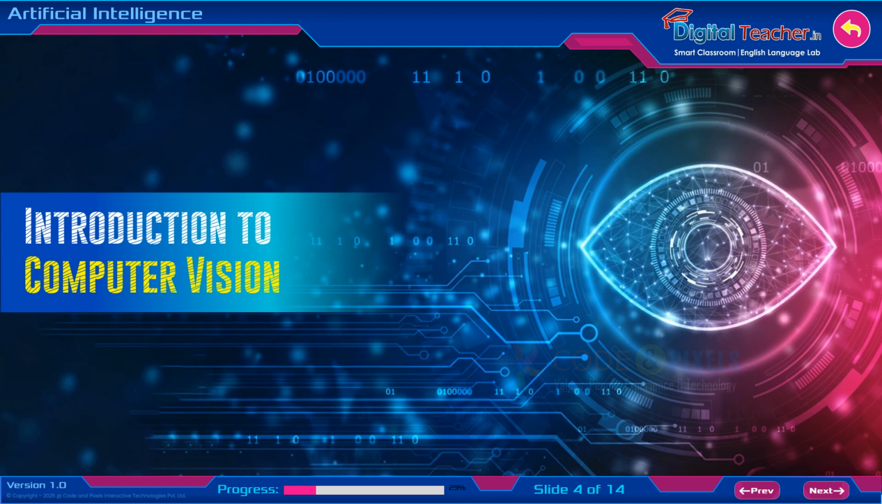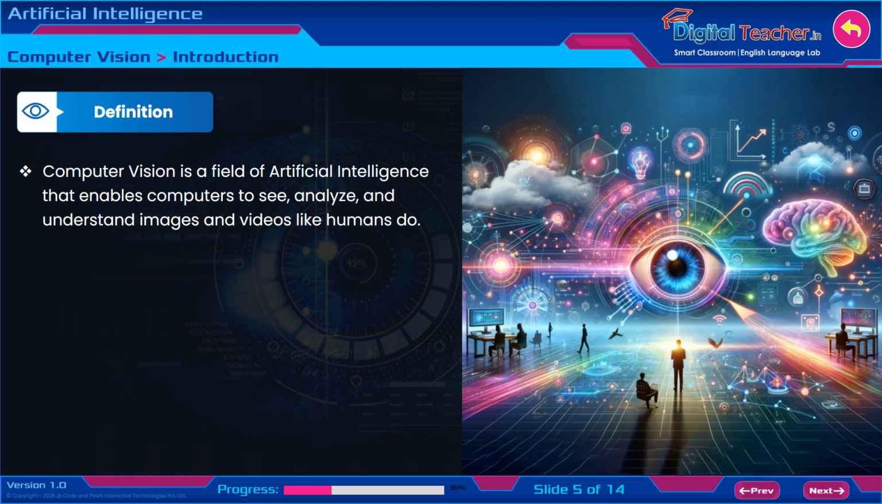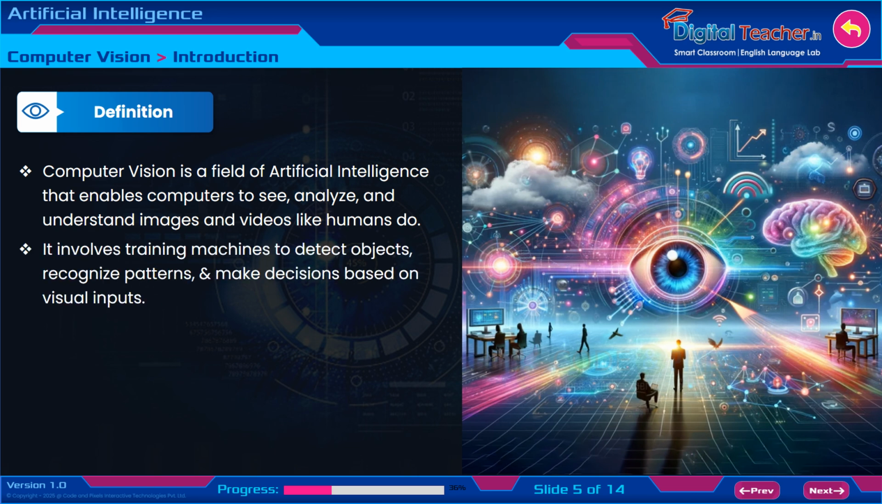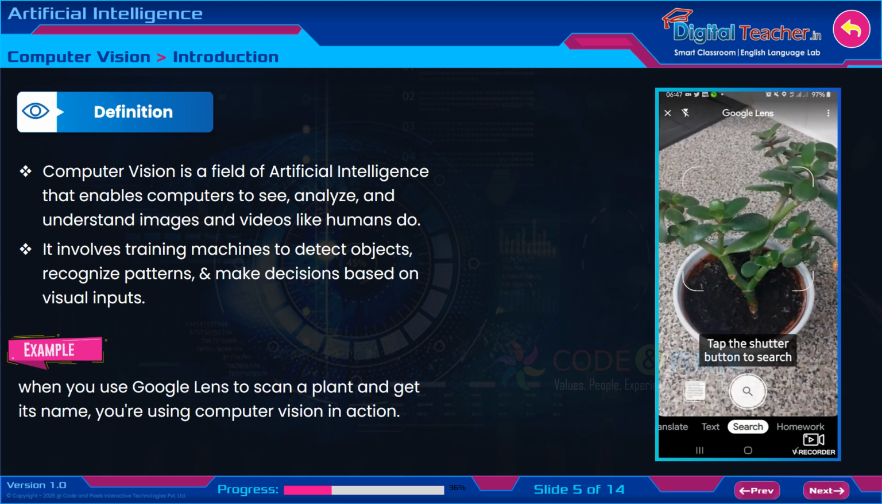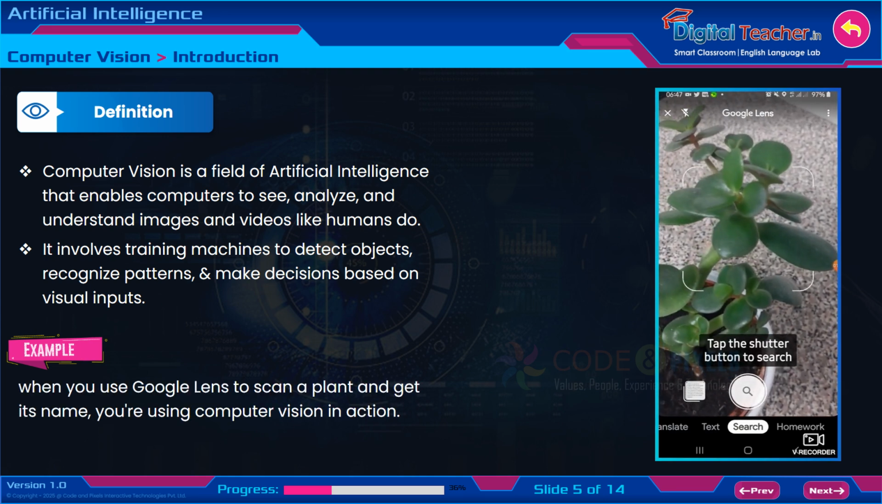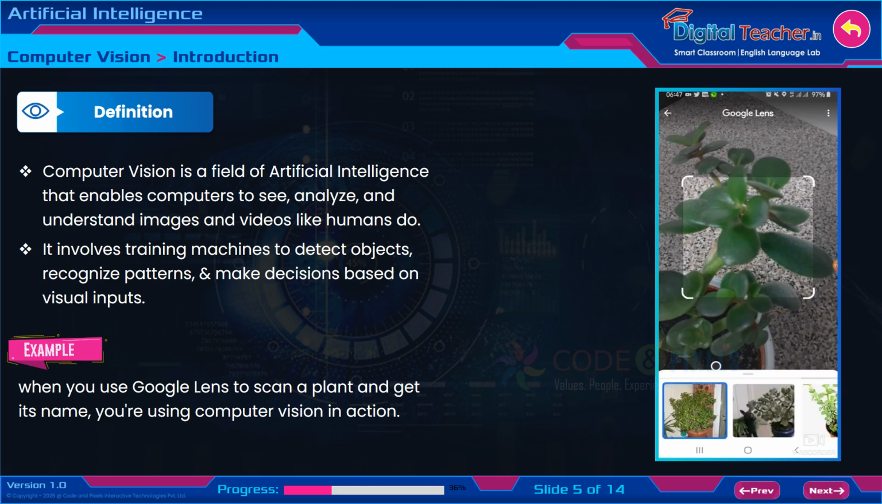Introduction to computer vision. Computer vision is a field of artificial intelligence that enables computers to see, analyze, and understand images and videos like humans do. It involves training machines to detect objects, recognize patterns, and make decisions based on visual inputs. For example, when you use Google Lens to scan a plant and get its name, you are using computer vision in action.